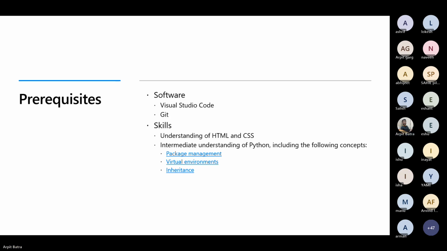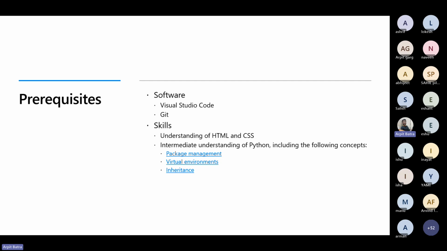What are the prerequisites? There are two main prerequisites. The first one is software based. The second one is skill. In the software based, we have Visual Studio Code, also known as VS Code, and another thing that is Git. And in the skill based, we have two things.